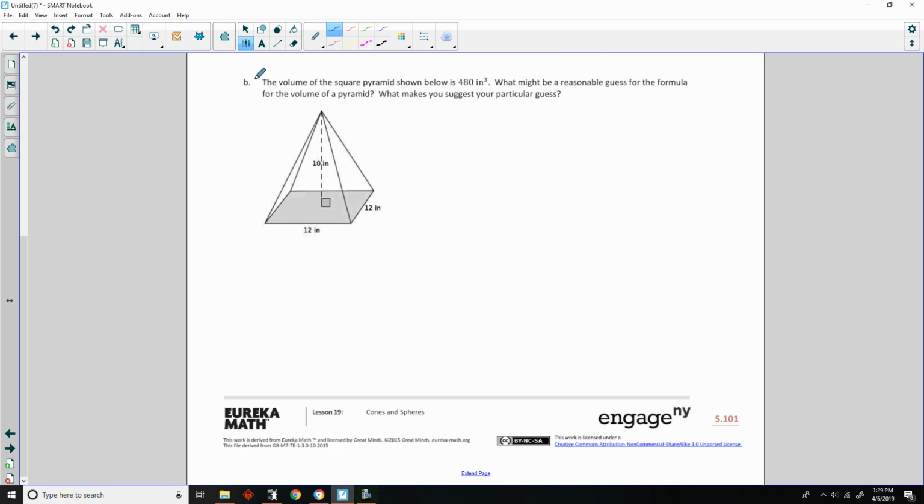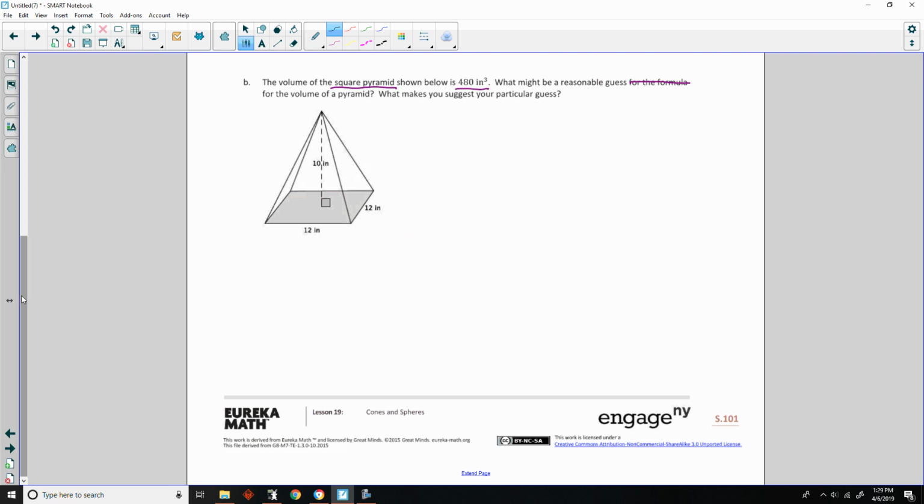Okay? B. The volume of the square pyramid shown below is 480 inches cubed. What might be a reasonable guess for the volume of a pyramid? What makes you suggest your practical guess?